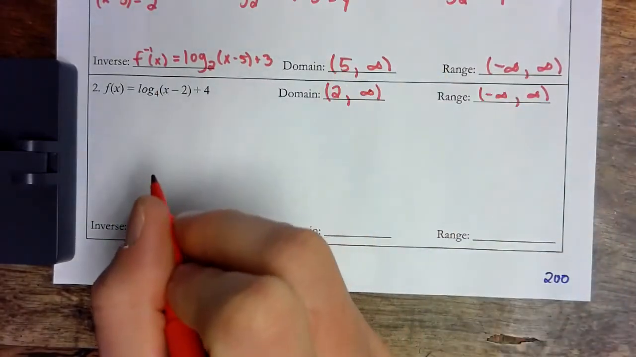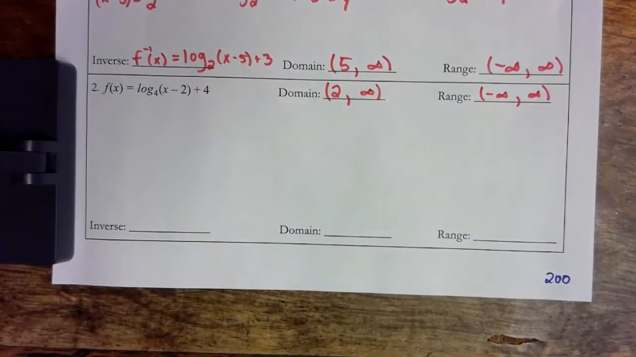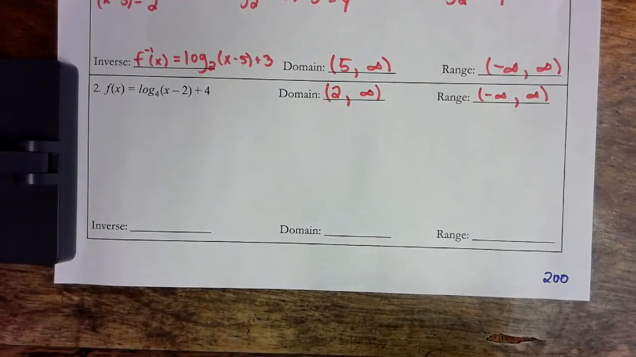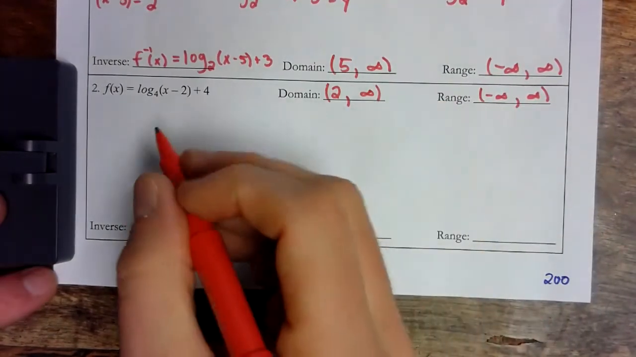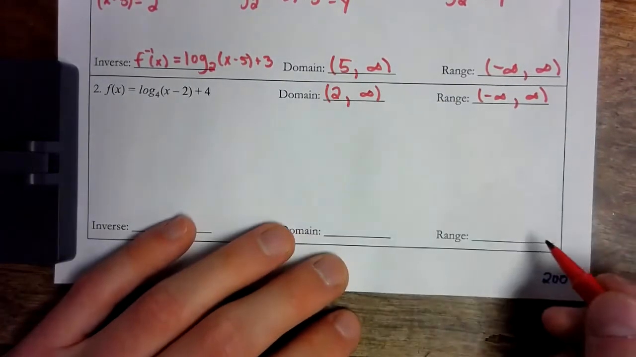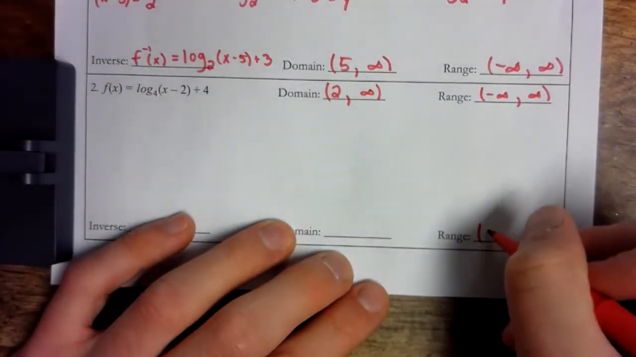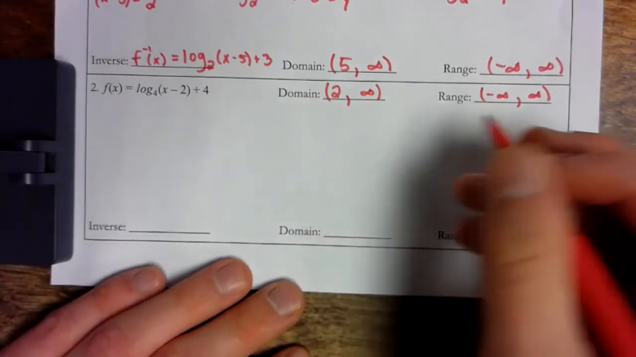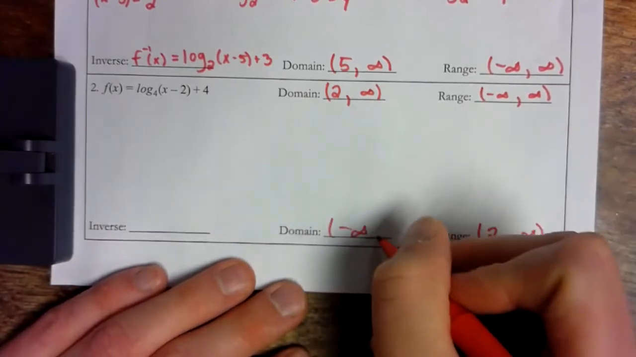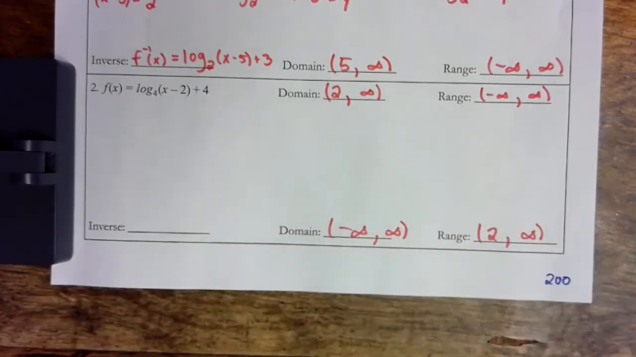So 2 itself makes it 0, but I can't use 2, but I can use the first number after 2, which is 2.000, as many zeros as you want to list, followed by a 1. Okay, so now the range of my inverse was the domain of the original. The domain of my inverse is the range of my original. And now we're ready to go ahead and find our inverse.